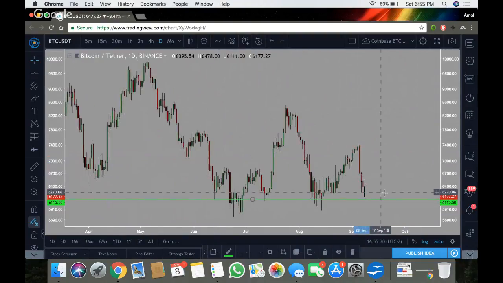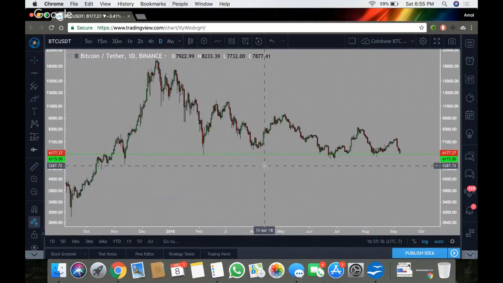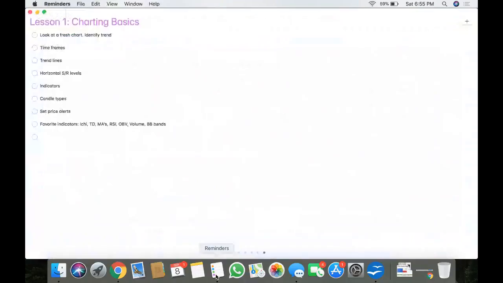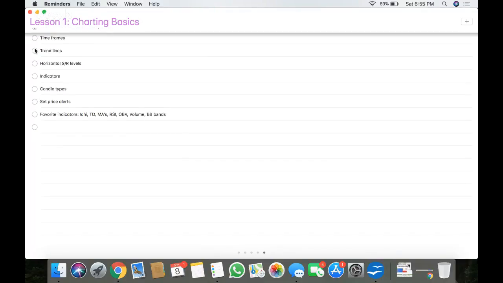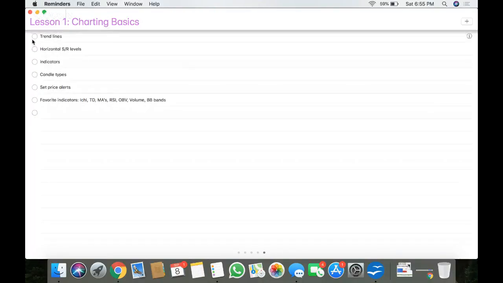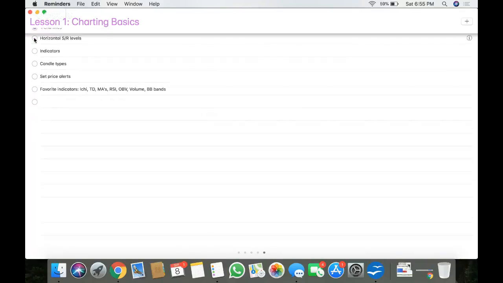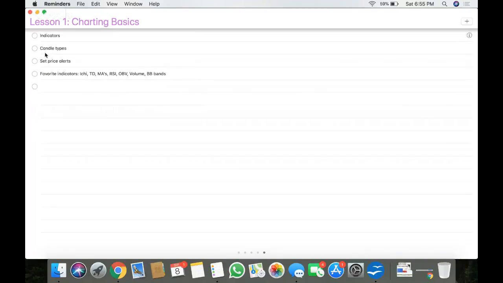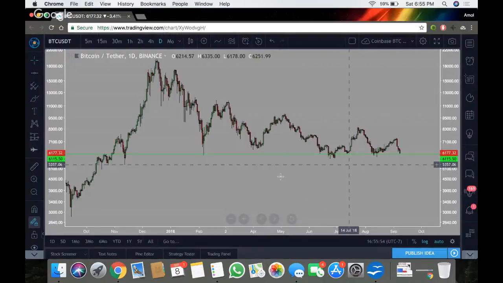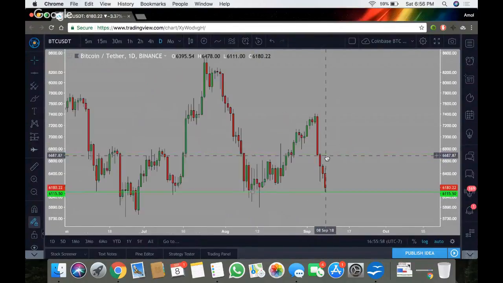So there's a particular reason why the price comes back and gravitates towards this area. It's because we have this horizontal resistance and support level, right? Another one of our topics that we're trying to go through, horizontal support and resistance level. So we've looked through a fresh chart. We've looked through different time frames, right? We've done trend lines. Now we're doing horizontal support and resistance levels, right? So this is one of your horizontal support and resistance levels.